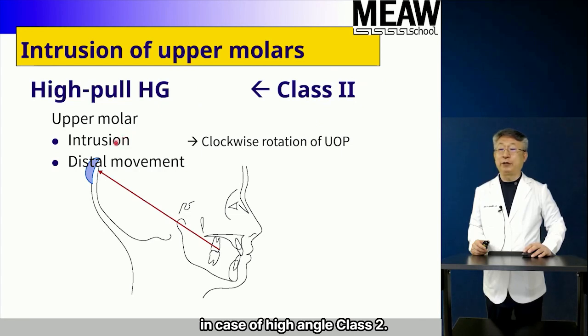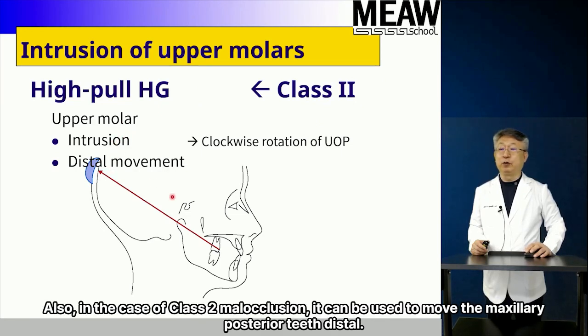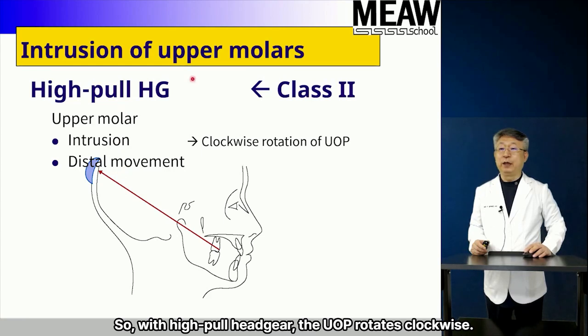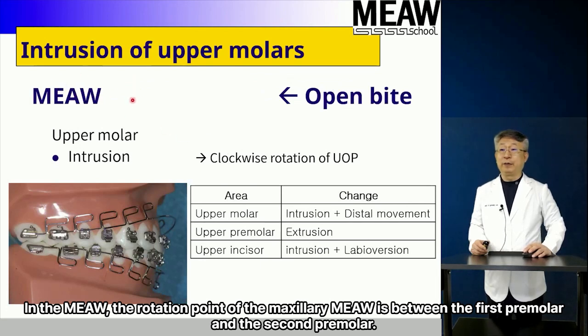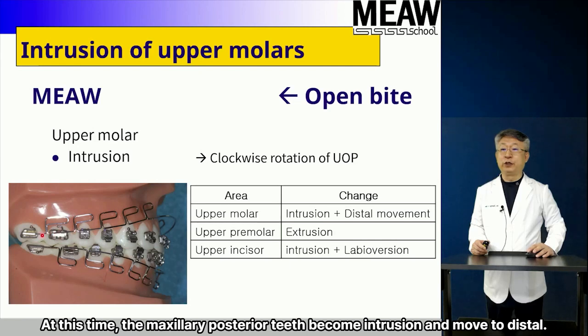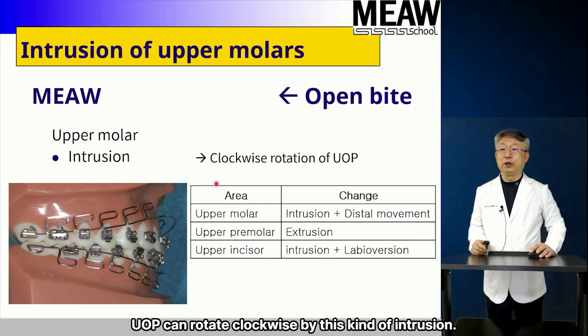In case of high-angle class 2, also in the case of class 2 malocclusion, it can be used to move the maxillary posterior teeth distal. So, with HPG, the UOP rotates clockwise. In the MEAW, the rotation point of the maxillary MEAW is between the first premolar and the second premolar. At this time, the maxillary posterior teeth become intruded and move distal. UOP can rotate clockwise by this kind of intrusion.